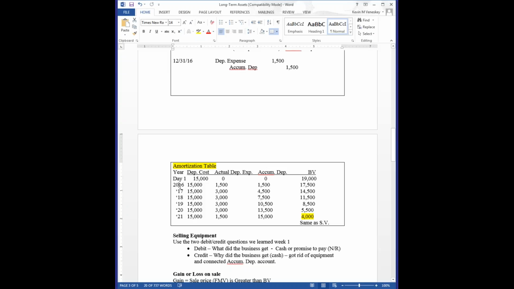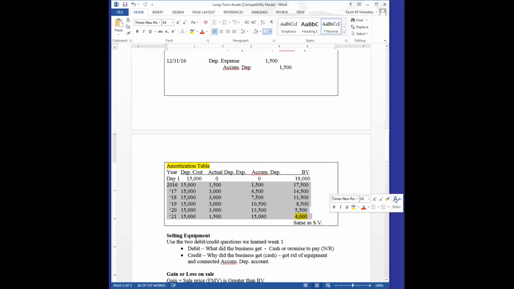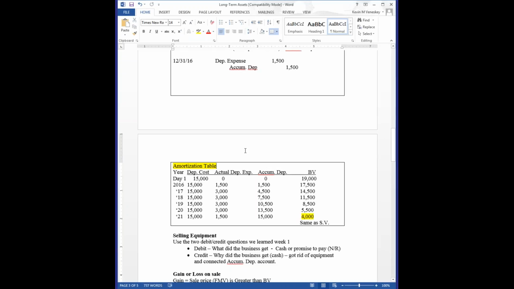And then you may look at this and say, wait, this was a 5-year equipment, but yet I see 6 years being depreciated. Well, there's a main reason for that. Simply because the first year and the last year were only half. Only half of a year was used in 2016, therefore the remainder of that half year is used at the end. The first January through June would be used in year 2021. So really I do have 5 years.